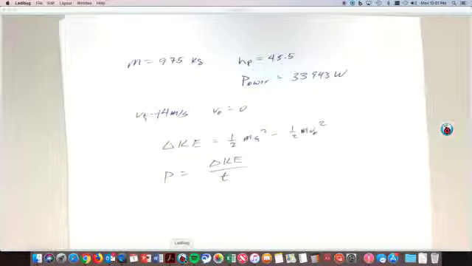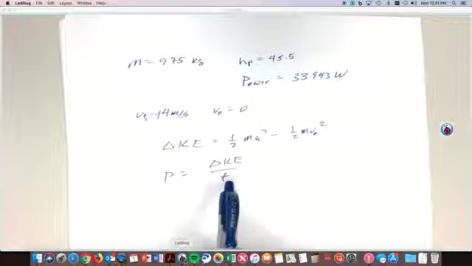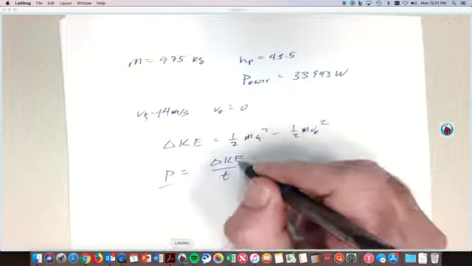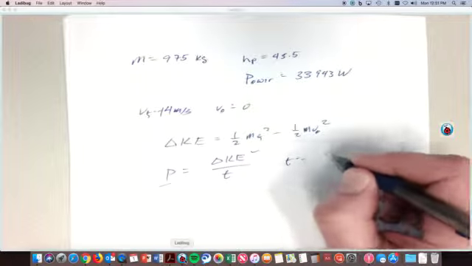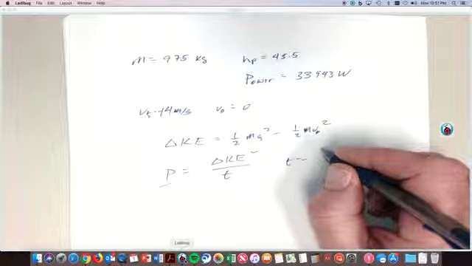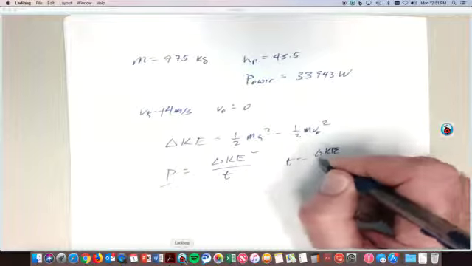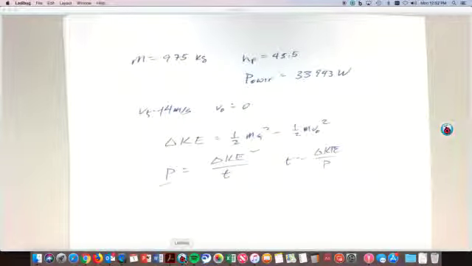So we've got the power. So if we find this change in kinetic energy and divide by the time, we get the power. But we know the power, we know the kinetic energy. So to get the time, we just flip-flop that around. So the change in kinetic energy over the power gives us how long it took.